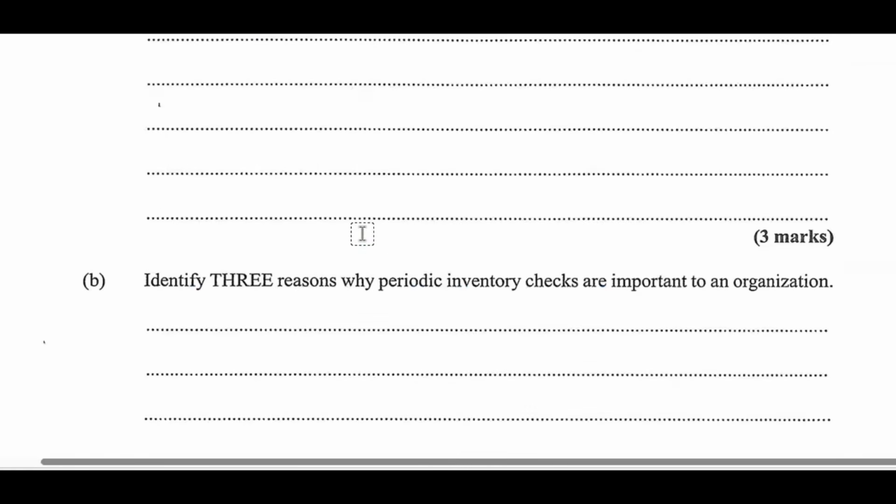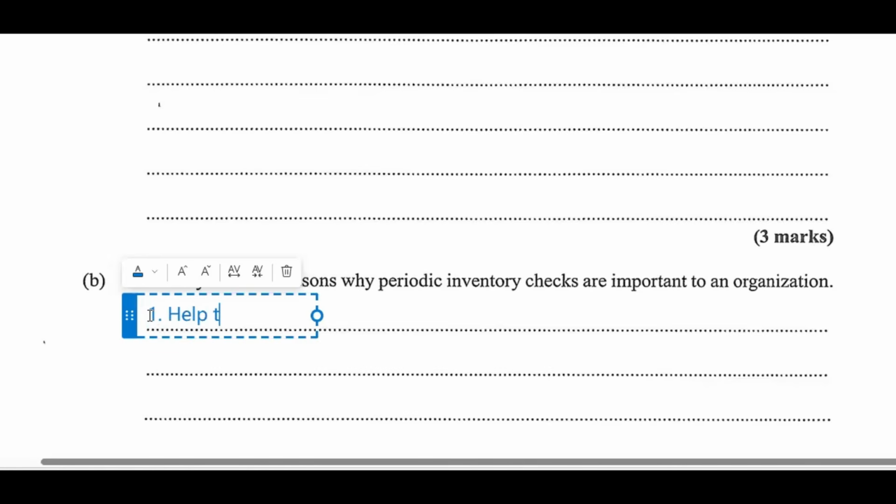B. Identify 3 reasons why periodic inventory checks are important to an organization. So this question would have come out from the topic procurement and inventory. Inventory checks is just checking the stocks that you have remaining in your warehouse. So why should we do periodic checks at given periods? Help to ensure accurate stock levels.